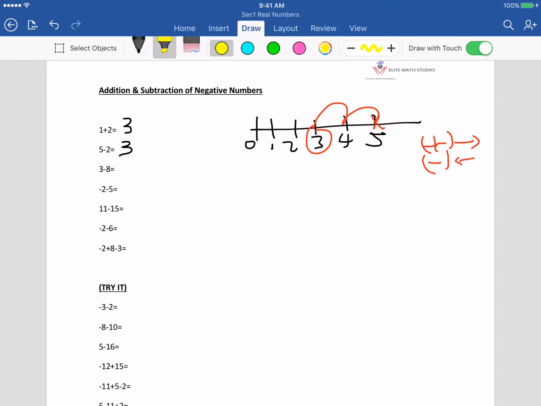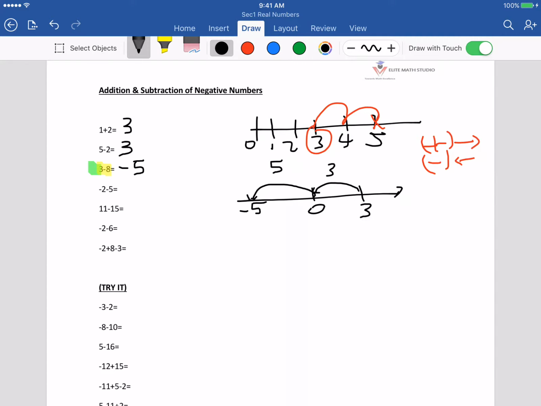Next one, 3 minus 8. What number do you start with? We start at number 3. You're going to move left. How many steps? You're going to move left 8 steps. So maybe I draw a number line to better illustrate. You're at 3, you're supposed to move left 8 steps. From 3 to 0, it's already 3 steps. You need to move in total 8 steps to the left, so from here you need to move another 5 steps. So where do you land? You land at negative 5. So that's the answer.